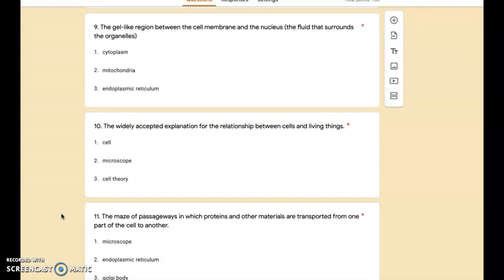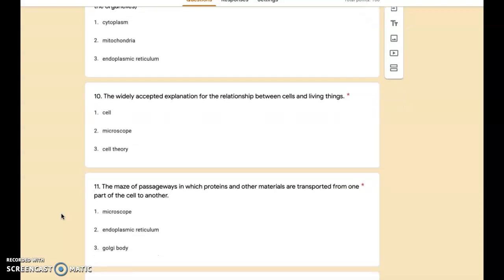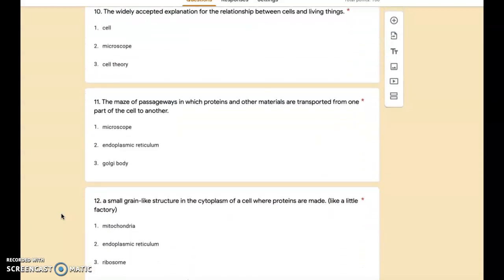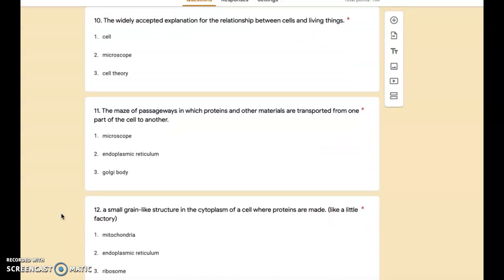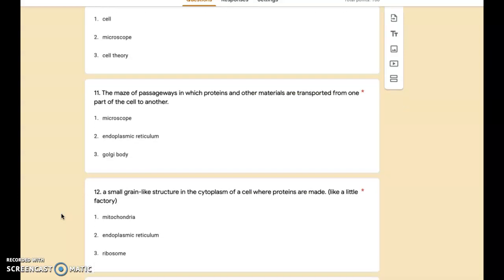Number 9, the gel-like region between the cell membrane and the nucleus. This is the fluid that surrounds the organelles. Is that the cytoplasm, the mitochondria, or the endoplasmic reticulum? Number 10, the widely accepted explanation of the relationship between cells and living things. Is that cell, microscope, or cell theory?